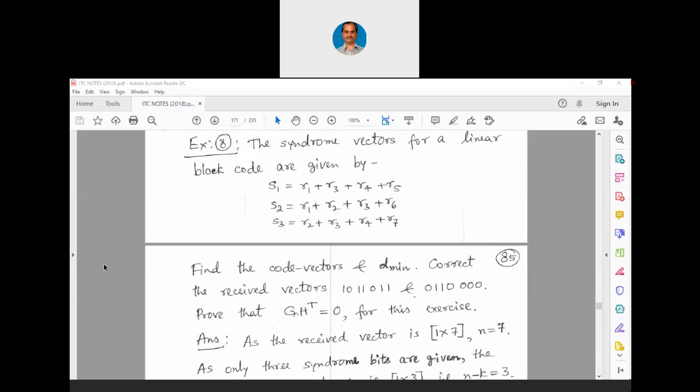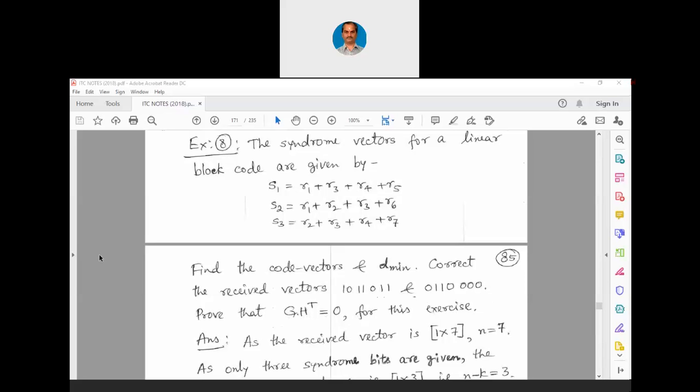Let us see one more exercise now. The syndrome vectors for a linear block code are given in this manner. That means now H transpose is given. S1 equals R1 plus R3 plus R4 plus R5. S2 equals R1 plus R2 plus R3 plus R6. And S3 equals R2 plus R3 plus R4 plus R7. Now the question asked is, find the code vectors and d min, correct the received vectors 1011011 and 01100000. Prove that G into H transpose is 0 for this exercise.